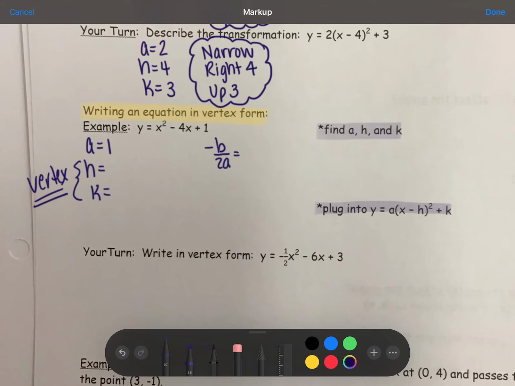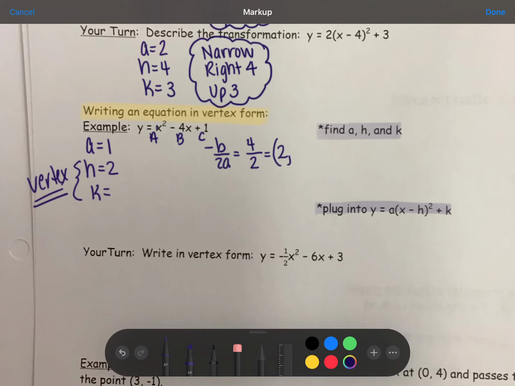And in this equation, if it helps, label your a, b, and c. In this equation, b is already negative, so when I plug it into the vertex form, it becomes positive. 2 times 1 is 2. 4 divided by 2 is 2. So that is the h value, because that is the x on my vertex.